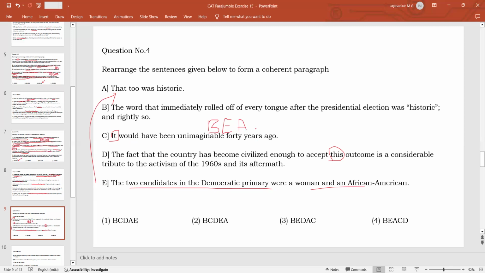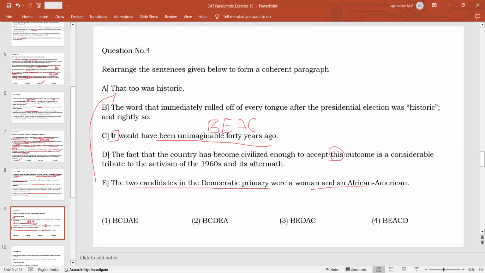It would have been unimaginable 40 years ago. So this kind of presidential candidate being a woman and a black person would have been unimaginable 40 years ago. That is why this too was historic. So the election was historic because of this, and this again was historic because it would have been unimaginable 40 years ago. Why the 40-year period?